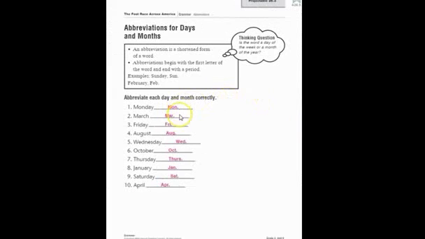All right, did you get these answers? The first three letters, except for Thursday, has the first 5 letters. These are always going to be the same. They're always going to have the first 3 to 5 letters when you abbreviate days and months.